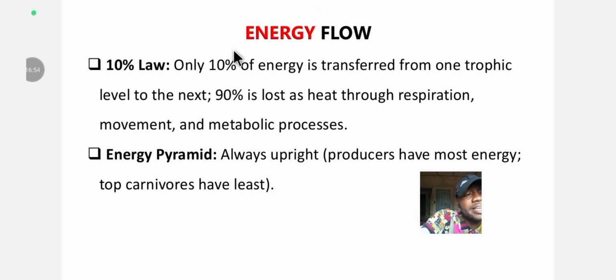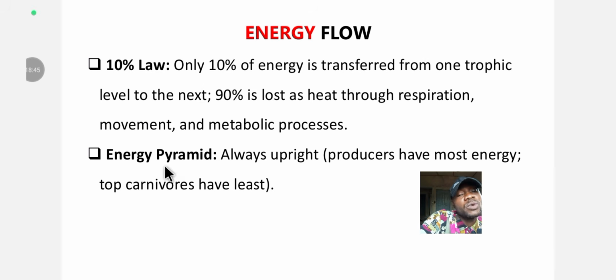Energy flow. How does energy move? First, we have to understand the 10% law. What does this 10% law state? At every trophic level, only 10% of energy is transferred from one trophic level to another. 90% is lost as heat through respiration, movement, and different metabolic processes. So from one trophic level to another, energy is lost. The energy is mainly lost as heat, but it can be lost through various means such as respiration, metabolic process, movement, and so on. Only 10% of the energy is retained and transferred from one trophic level to another successfully. That's the 10% law of energy flow.